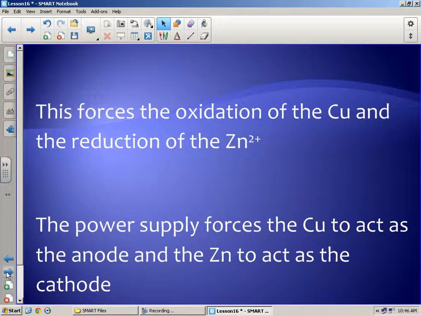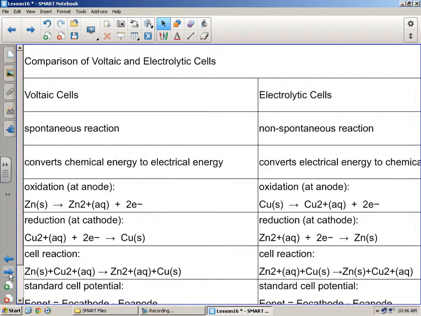We talked about that already as well. The power supply forces copper to act as the anode and the zinc to act as the cathode. And we see that from the diagram there, of course, as well. So in other words, zinc being reduced at the cathode. What is the difference between, and we're going to use this Daniell half cell here if we want to compare the two of them directly to each other. What's the difference between the voltaic and the electrolytic?